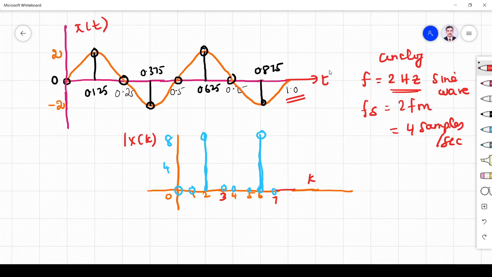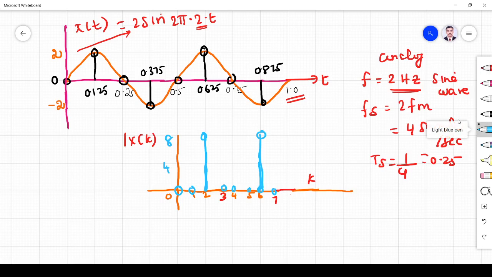Let us assume x of t is 2 sine 2 pi 2t. Why? Amplitude is 2, then 2 pi f t, that is omega t. Frequency is 2 as I have given, and 2 pi. So this is my x of t, right? So how many samples are we going to take? 4 samples. So what is the sampling interval? 1 by 4, that is equal to 0.25. So we have to take 4 samples at the interval of 0.25.